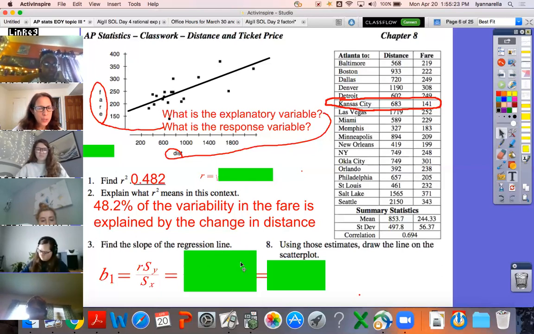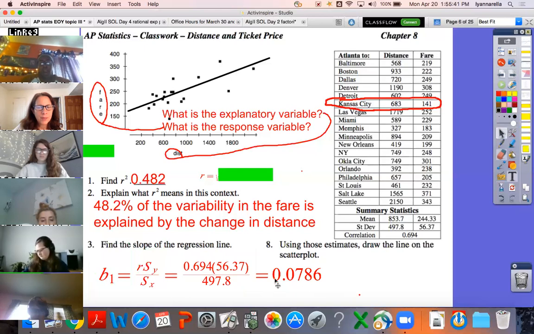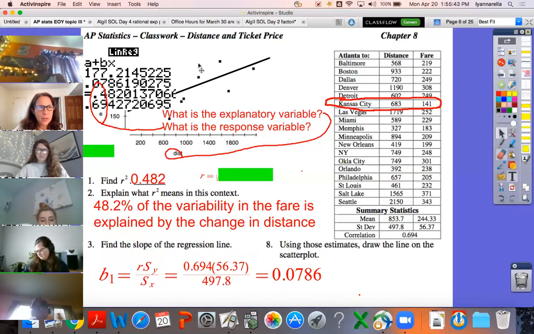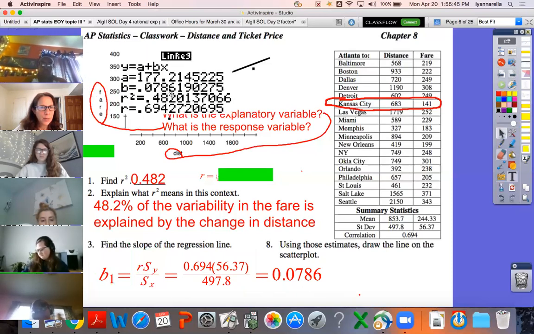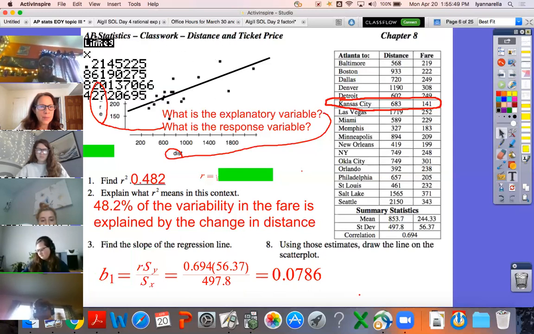Find the slope of the regression line. So I'm using that formula I showed you in the beginning. The slope is B1. It's the correlation R, which is 0.694, over the standard deviation in the Y's over the standard deviation in the X's. And here's the standard deviation of the Y's, and here's the X's. So we could find B1, and if you look on my printout, B1 was 0.0786, and that's exactly what we got using their work as well. Okay.